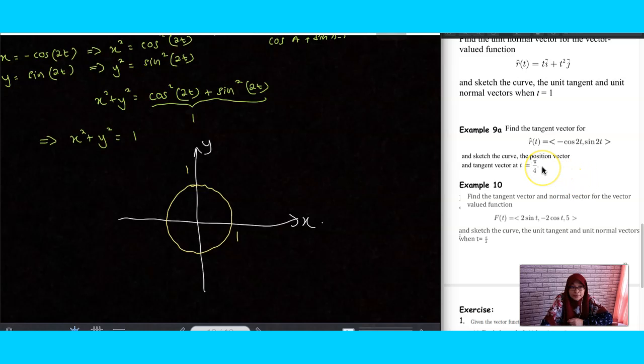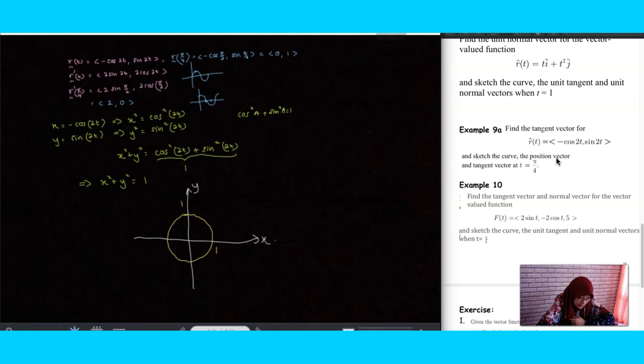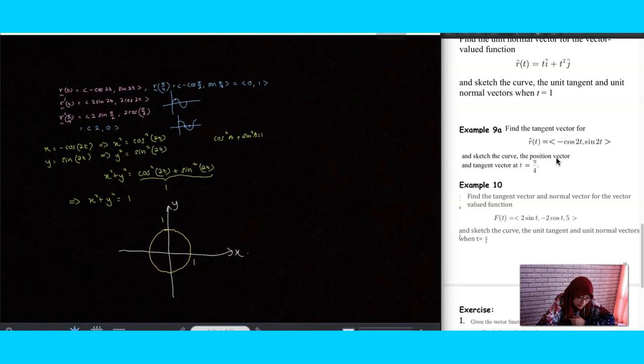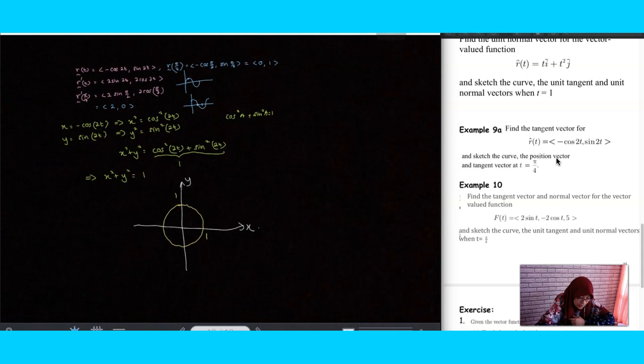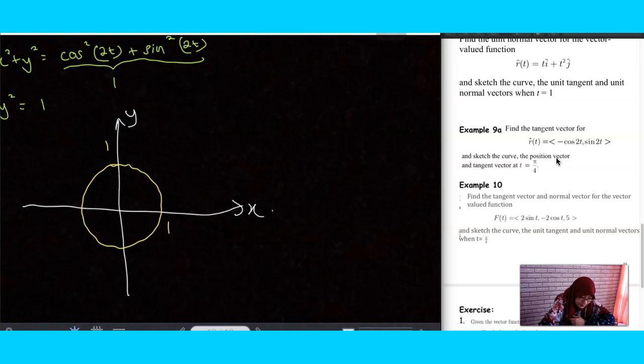Okay, so here firstly you have done sketching, yes, and then show where the position vector is or label the position vector. So where is your position vector? 0, 1. Okay, 0, 1. So where is 0, 1?